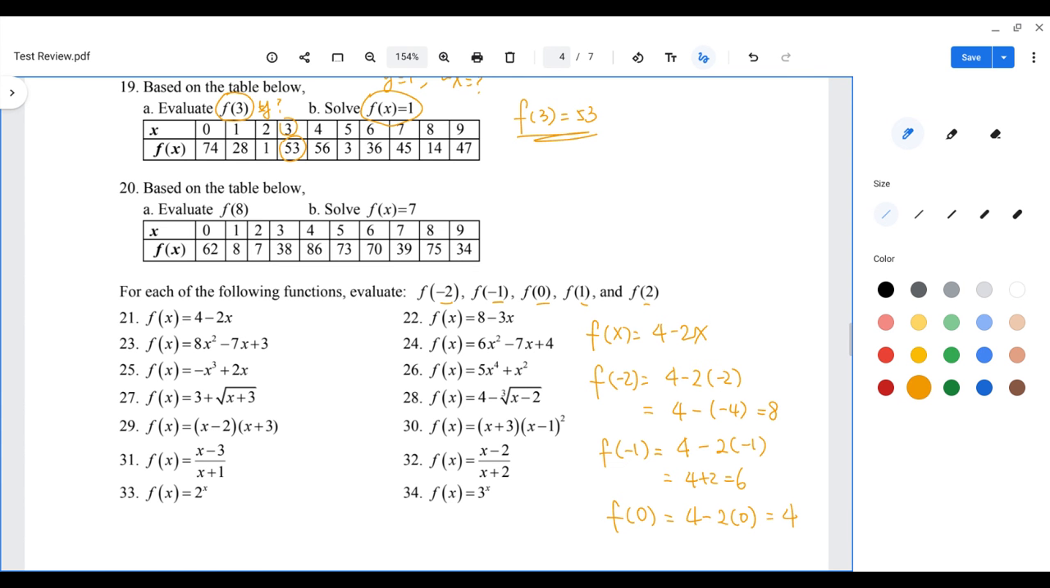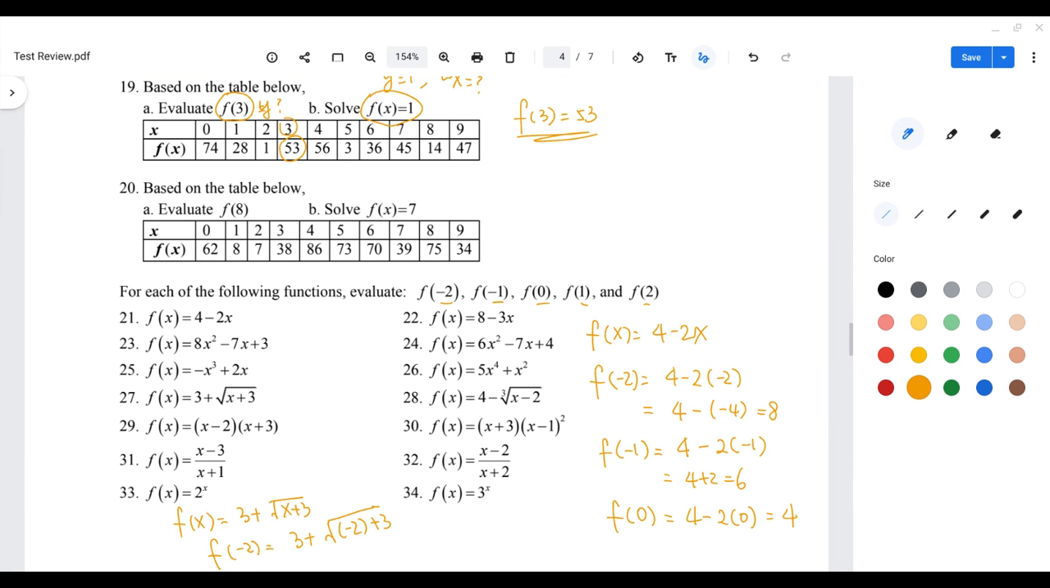27, same idea. 27, f(x) is 3 plus root of x plus 3. So your f(-2) will be 3 plus root of negative 2 plus 3. Replace the x with negative 2. Do the math inside of the root first. You get 3 plus root 1. Root 1 is 1. You have a 4. And then you have to work out the next 4 questions.